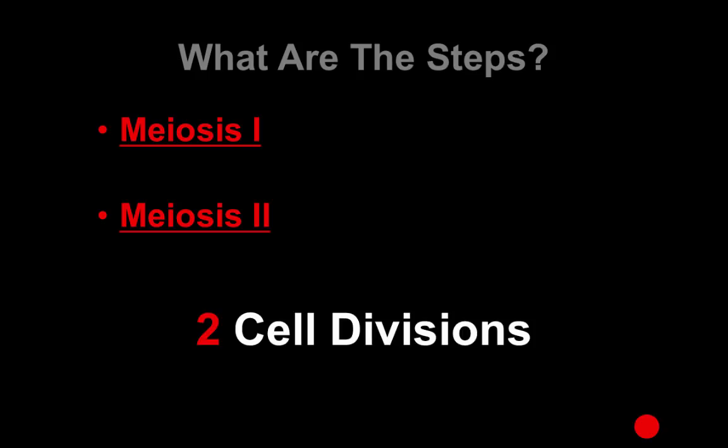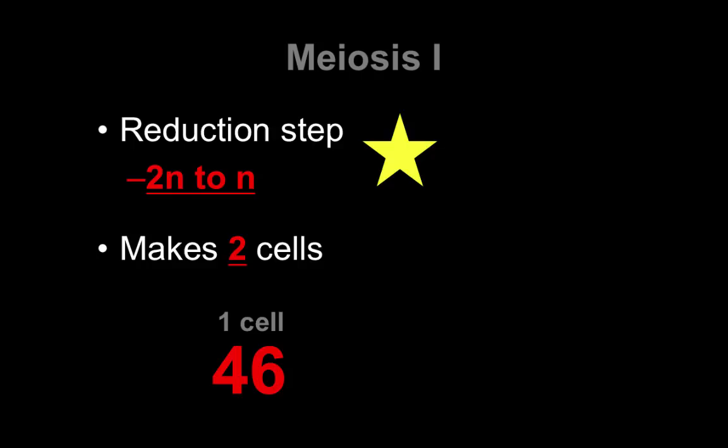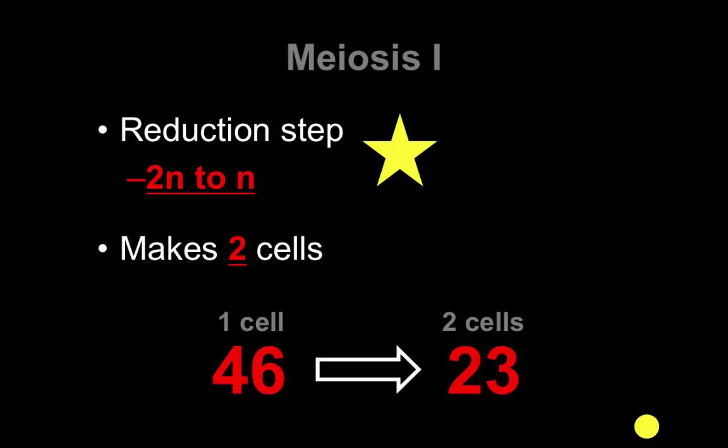So what are the steps to meiosis? Well, this is a little more complicated than mitosis was. We actually have two big steps. So we're going to end up with actually two cell divisions. Now in meiosis I, this is really the important step. This is where it's called the reduction step, where we go from diploid to haploid, where we actually cut the number of chromosomes in half. And it's going to make two cells, going from 1 with 46 to 2 with 23.